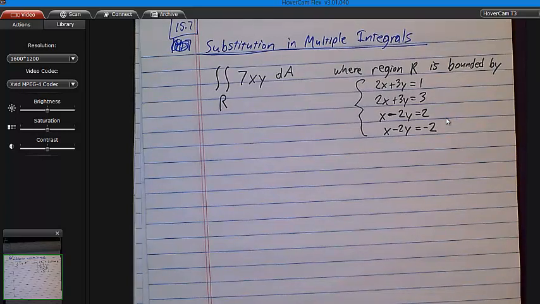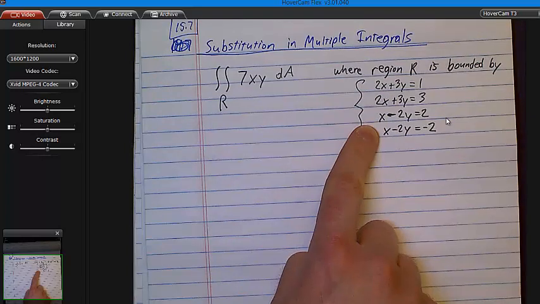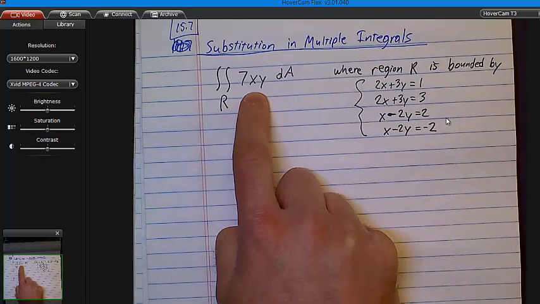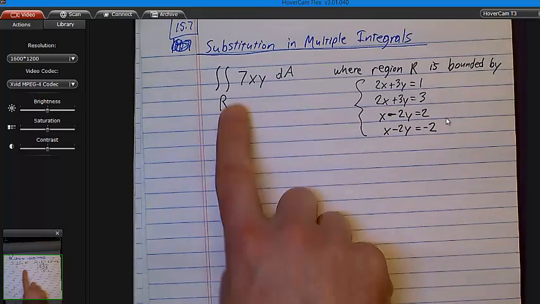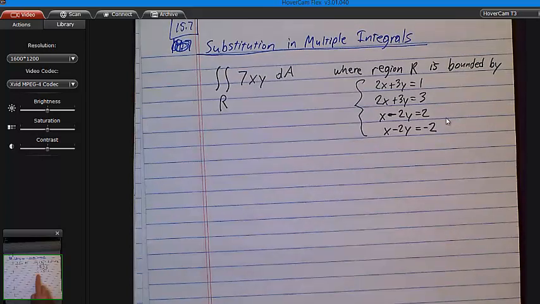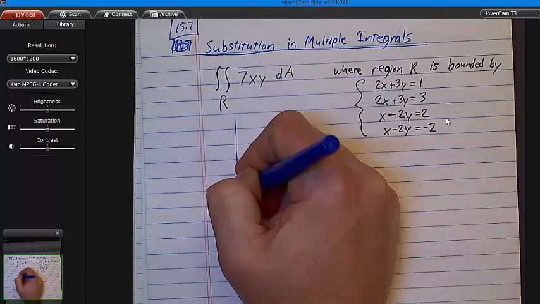So what happens here, if you graph this region R? And again, I know there's a surface, 7xy is some kind of surface, z equals that. But I just want to talk about the region R in the xy plane.